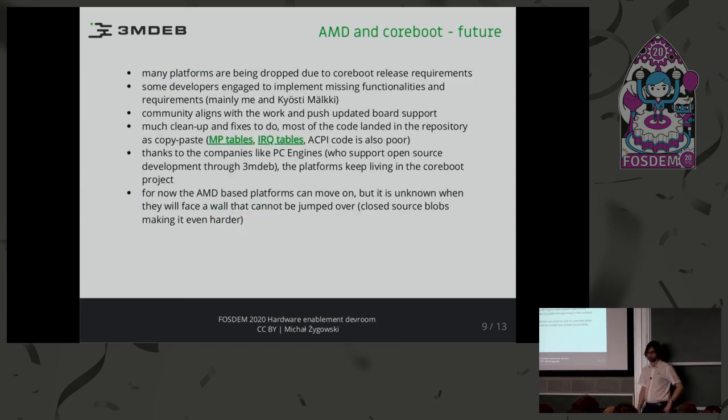A little bit more about the future. Currently, many boards that had some AMD CPUs were being dropped due to new release requirements that the coreboot project put on the code. AMD platforms lacked support for many years because AMD left the support of AGESA. There were very few developers that could even maintain some platforms. So the only hope is in the PC Engines company and other companies like these that just support open source firmware effort. And we were recently struggling to cover as many chipsets as possible to maintain the support.